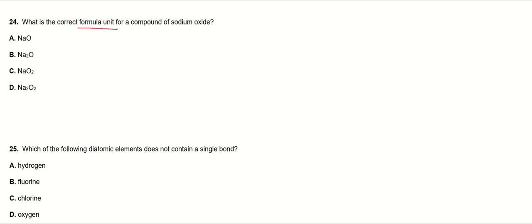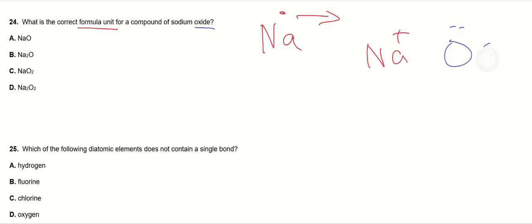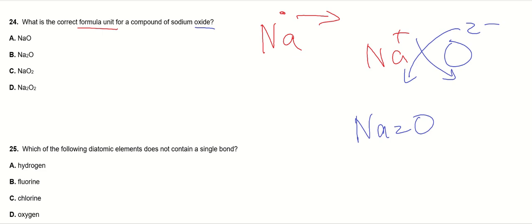Formula unit. All right, sodium is a group 1, so it's going to lose that 1 valence electron. It's going to become a 1 positive cation. Oxide is oxygen. So 1, 2, 3, 4, 5, 6. It's going to want to gain 2 electrons, and therefore the oxide ion is going to have a 2 negative charge. All right, crisscross. There's your answer. Answer is B.